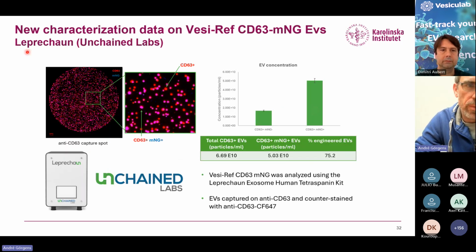Then here's some data from the Leprechaun from Unchained Labs. That's an image. I'm not 100% familiar with all the details, but just wanted to give you some impression here, some brief examples of how it can look in different applications. It's an imaging-based technique, and they can actually quantify CD63 positive versus antibody-labeled mNG positive populations, and they come up with an engineered EV percentage of 75%, which roughly matches the data we generated on the same batch.